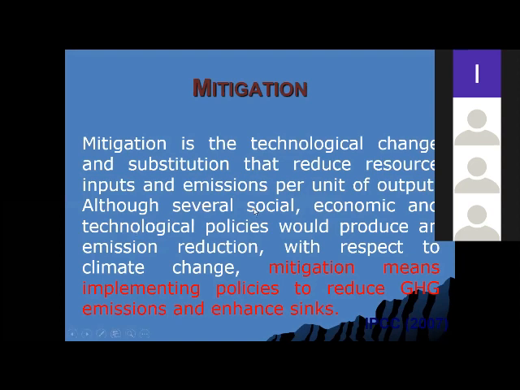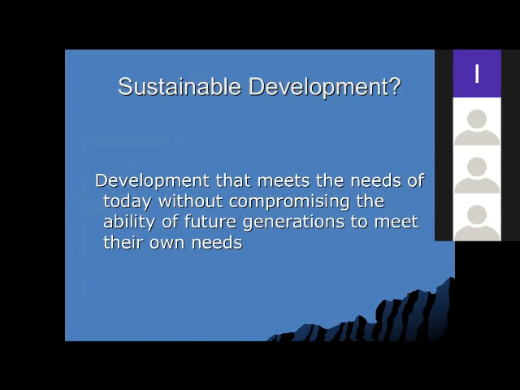So several social, economic, and technical policies would be produced for emission reduction with respect to climate change. But really, mitigation means implementing policies to reduce GHG emission and enhance sinks. So this is what mitigation is. So the world has to go in that direction in order to prevent further disaster situation.